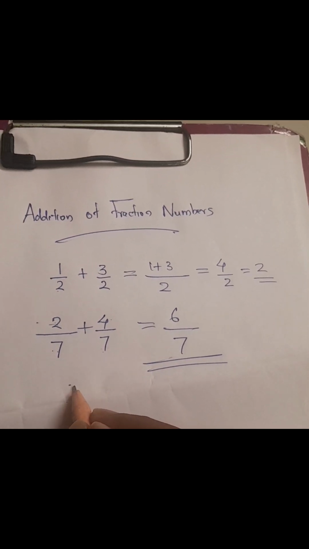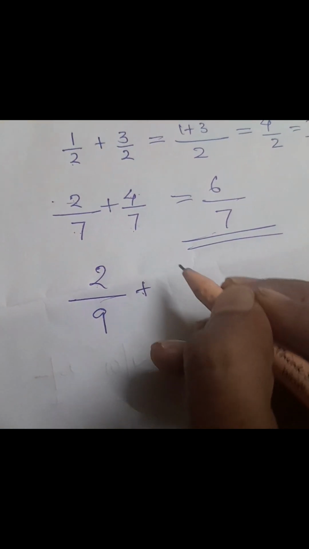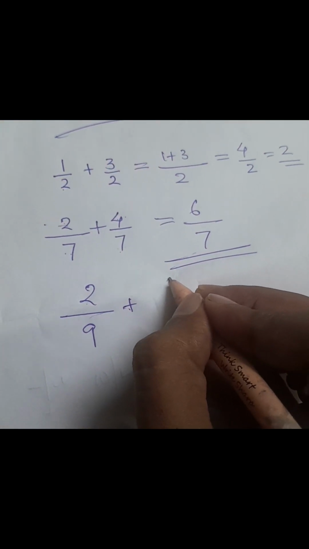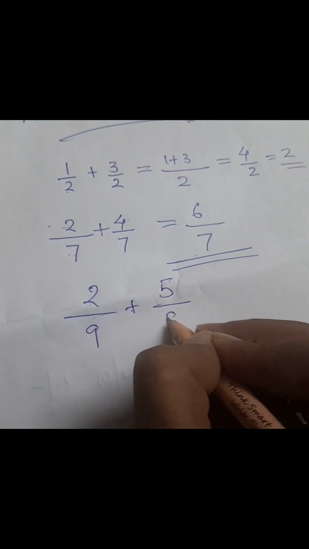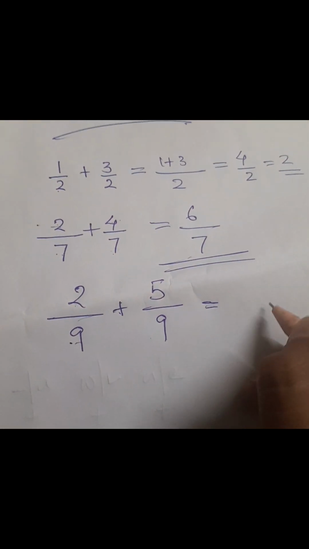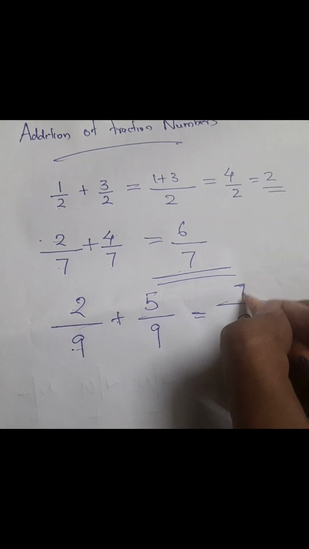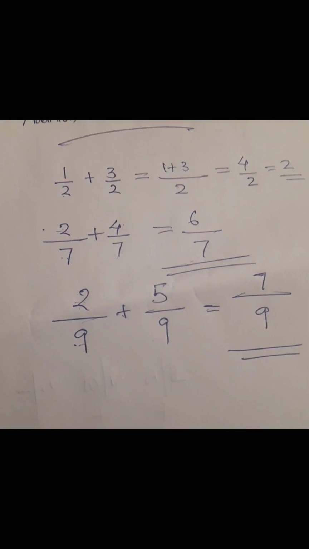We can take 2 by 9 plus 5 by 9. Here also the denominators are the same. 9, 2 plus 5 is 7. 7 by 9.